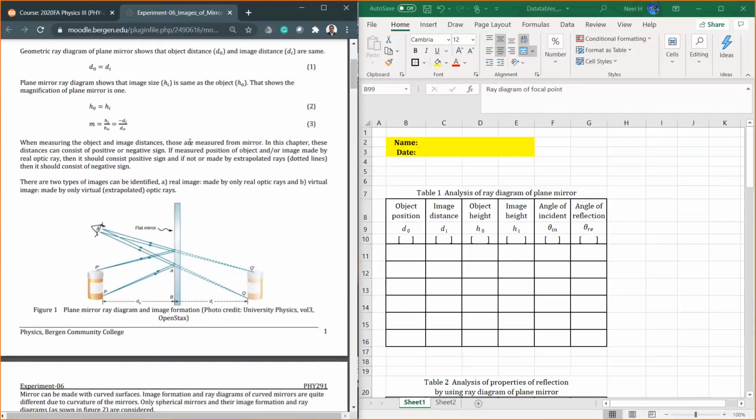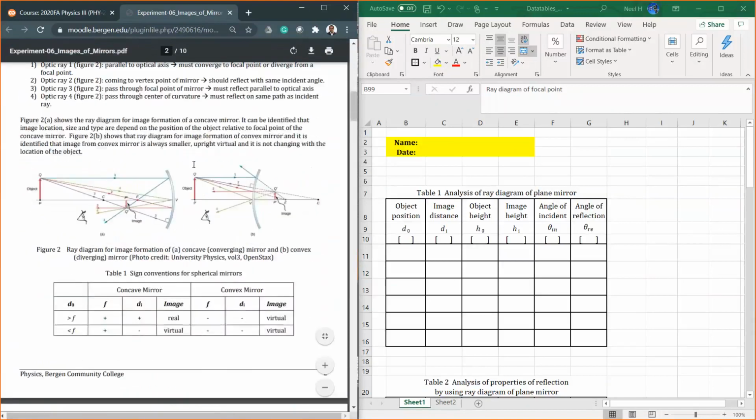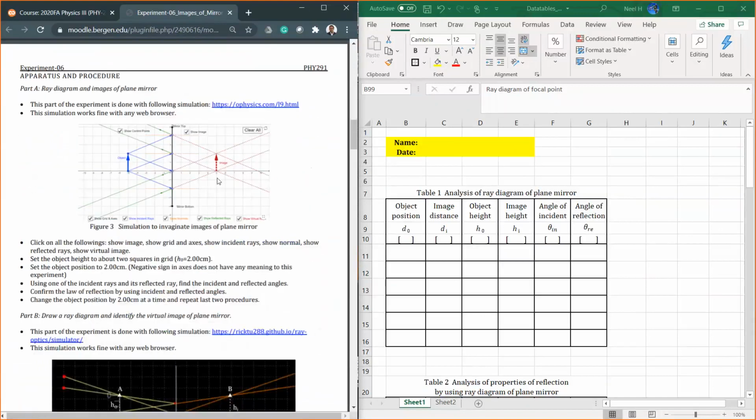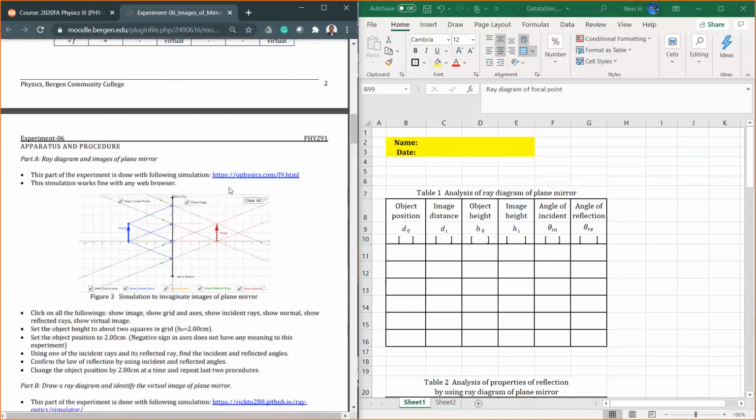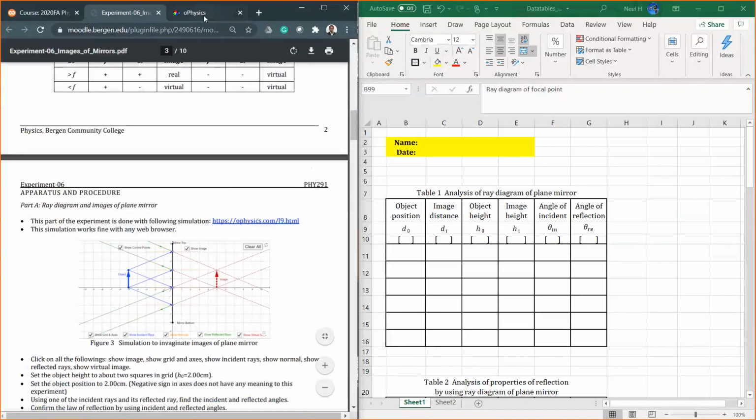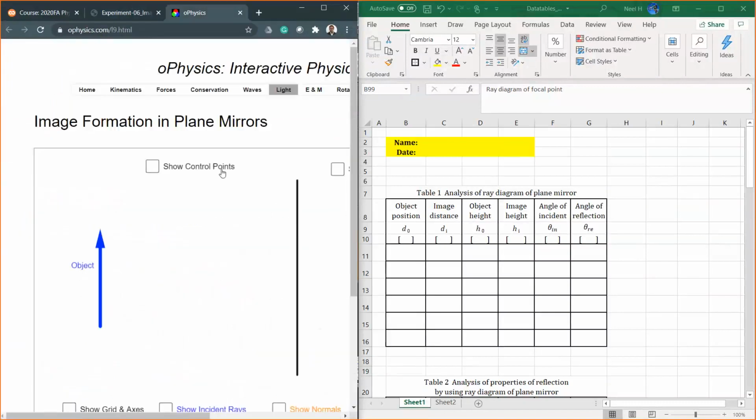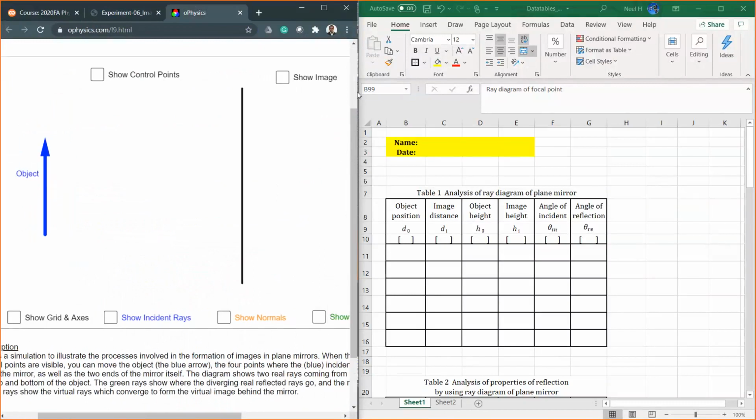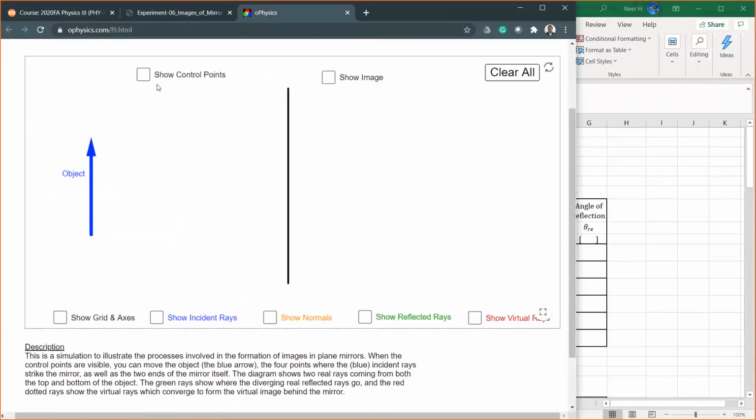Okay, so let's take a look at the plane mirror. To do that, we need the simulation on page number 3, very top. Let's take a look at the simulation. Okay, so the simulation should look like this. And you should click on show image right here, show control points, and also show grid.